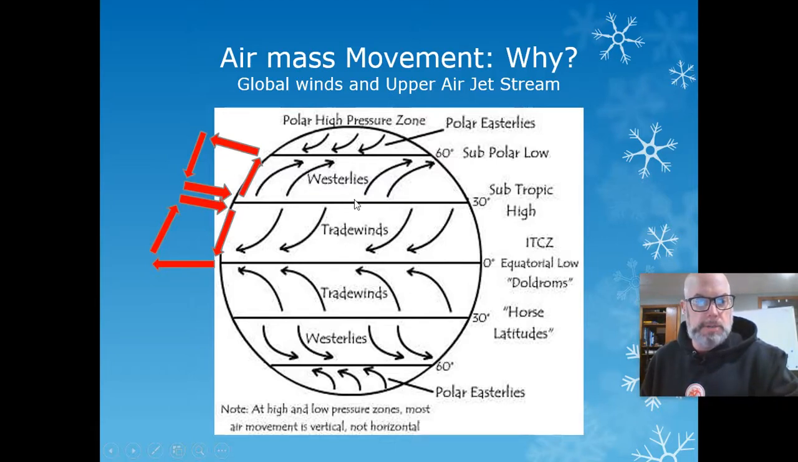Where we are here between 30 and 60, we have what's called the prevailing westerlies because of this cell, the winds are blowing from the south to the north, and then deflecting to the right because of the Coriolis. And then again, it's opposite up there in the polar zone. Okay.